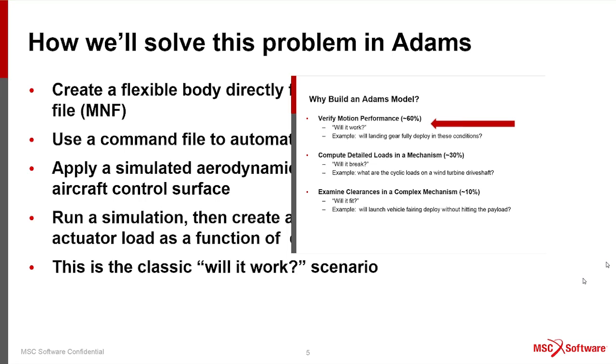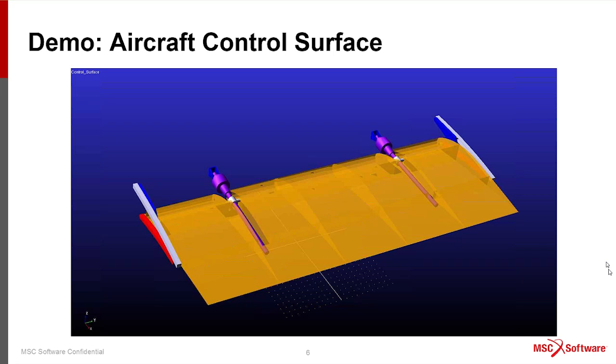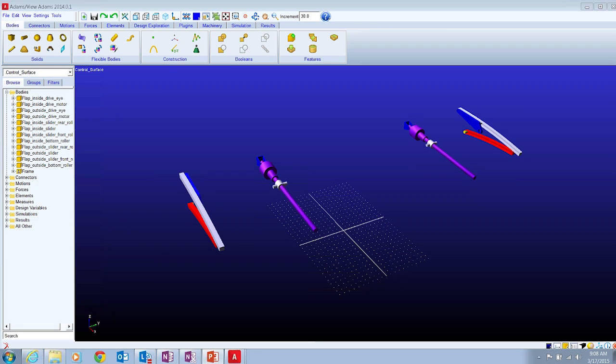Now the beauty of this is that using the same model, we could continue on with computing detailed loads in this mechanism, and we really wouldn't have to do any extra work for that. So now I'm going to go ahead and kill the PowerPoint presentation. We're going to go straight into the aircraft control surface demo. So you should see my Adams screen up here now. And as you can see, we've got some aircraft controls here, but no surface yet.